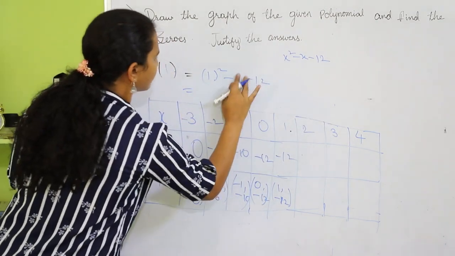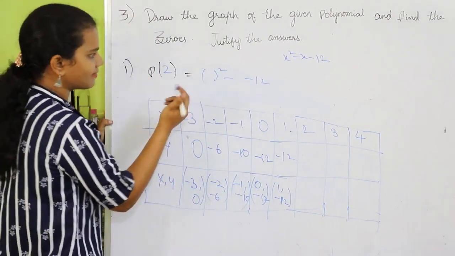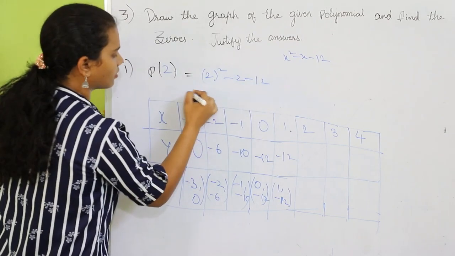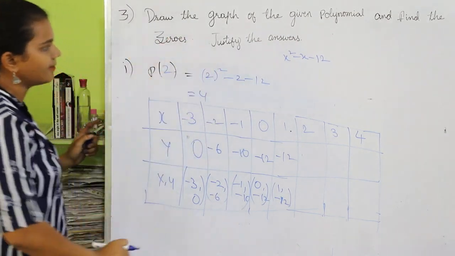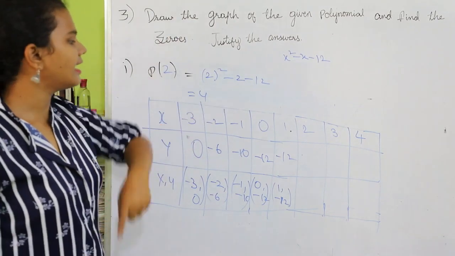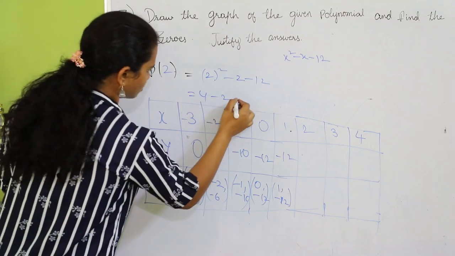Let me go for the next one. If p of x equals 2, where x is 2, you can go with this. When you first try to solve like this, later you will be solving it with your mind. My mental calculation also takes this: 4 minus 2 minus 12.